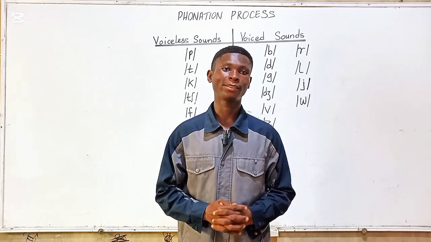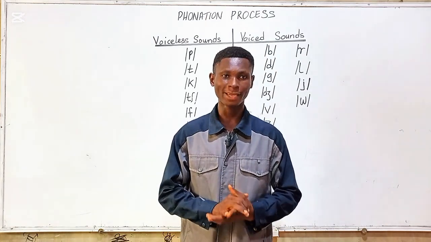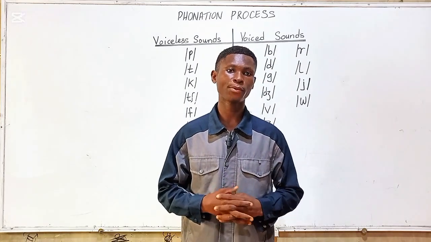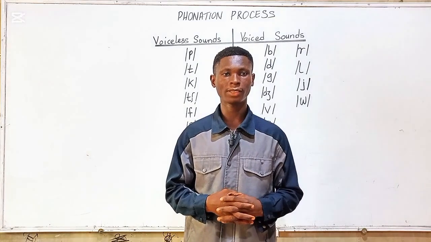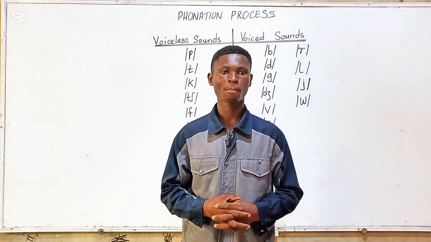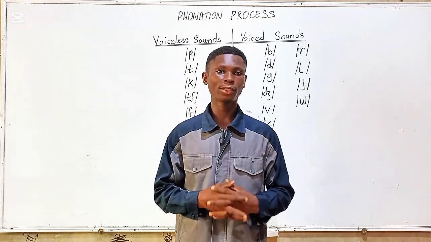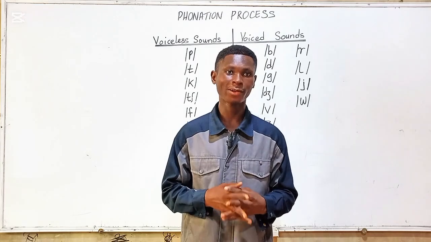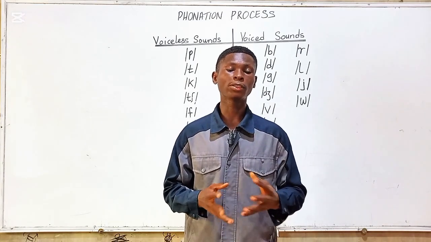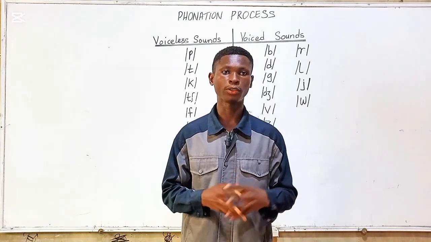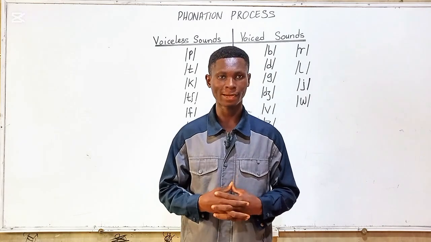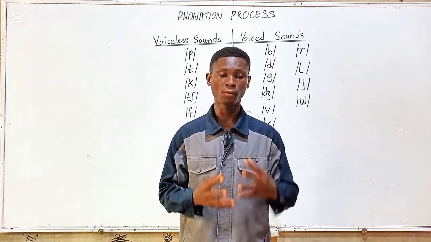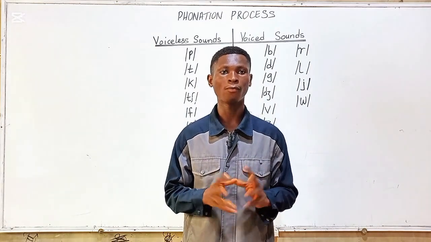Previously, I considered the descriptions of consonant sounds in English language. So I want to focus on one of the criteria for the description of consonant sounds we discussed previously, and that is phonation process. Phonation process, as I explained earlier, has to do with what goes on in the vocal cord during the articulation of certain sounds. In other words, the consideration based on whether a sound is voiced or voiceless.